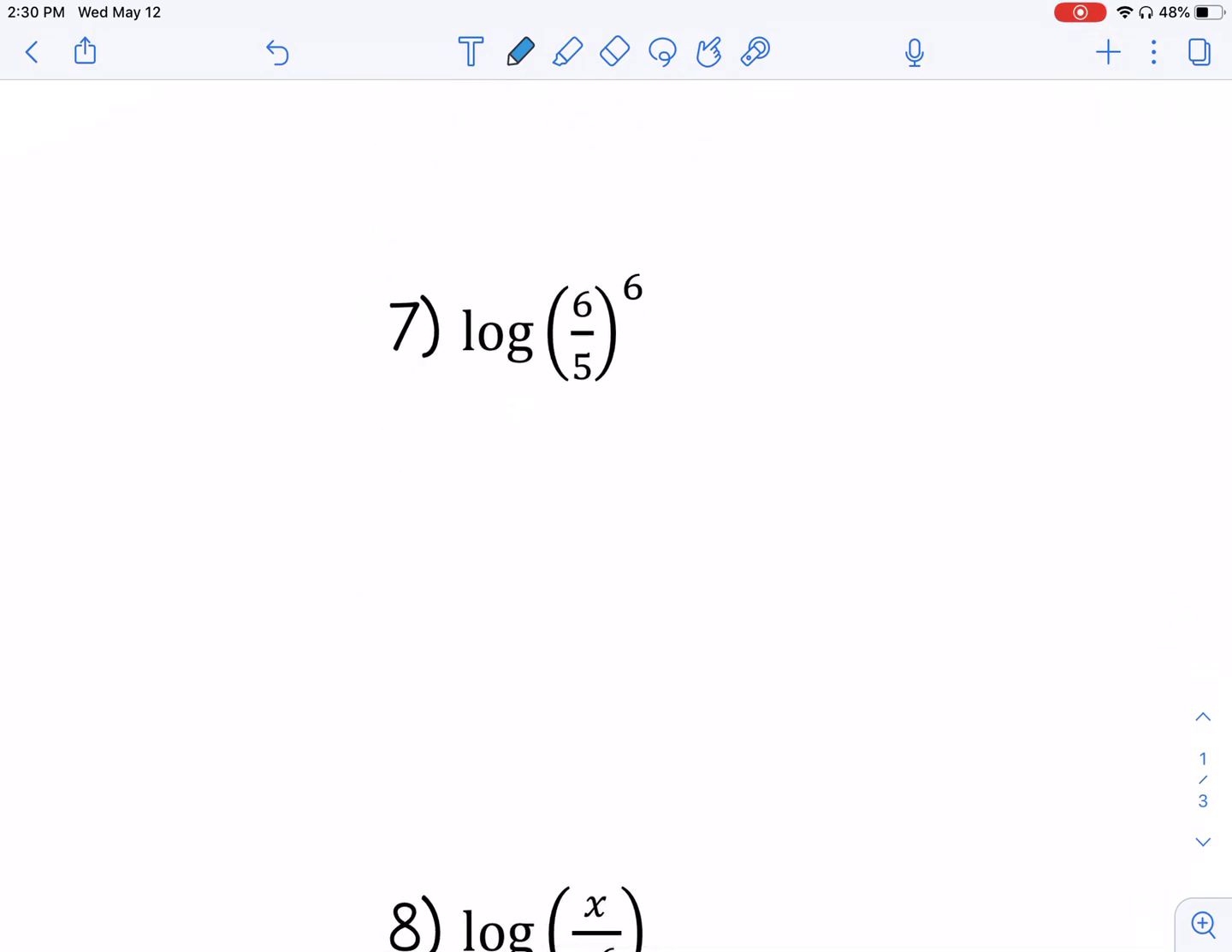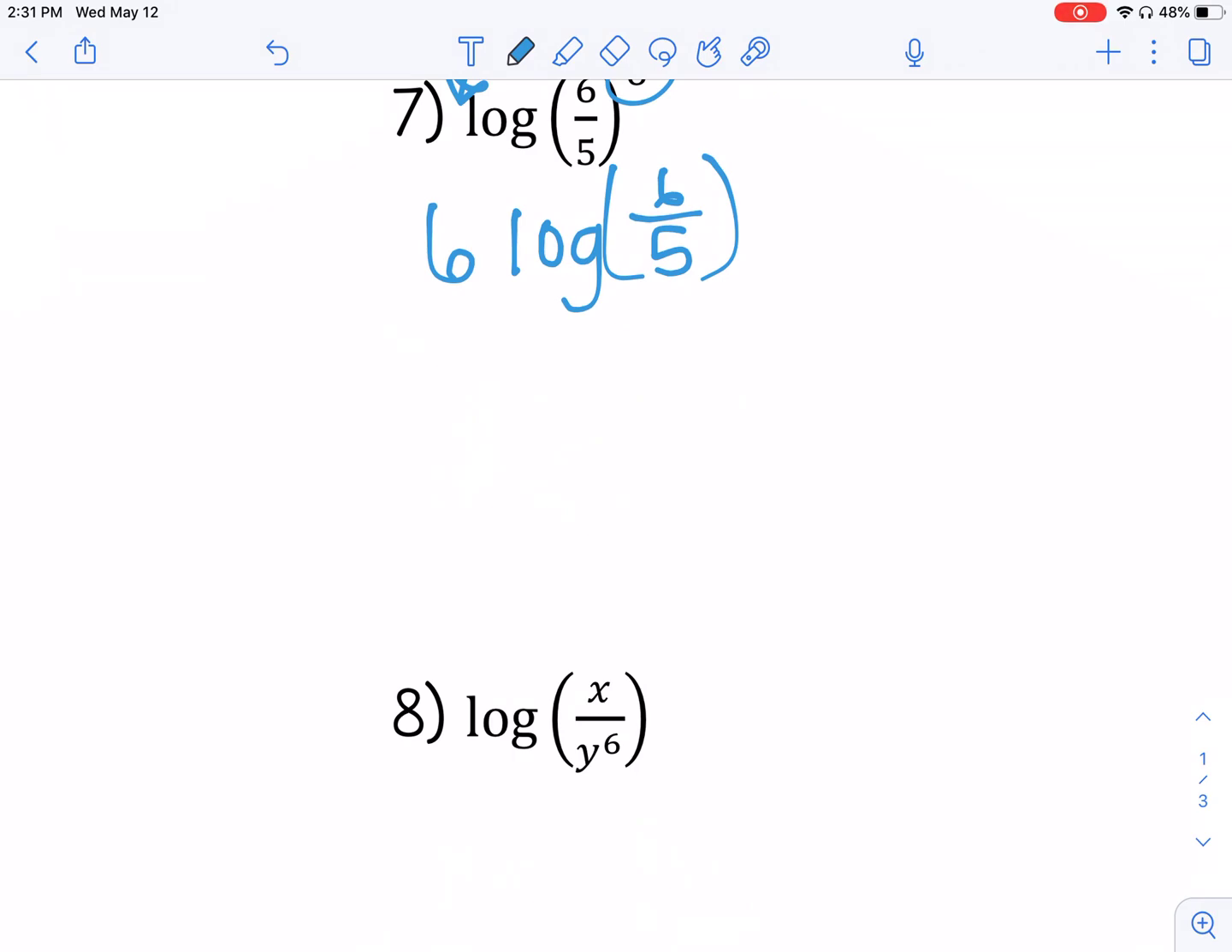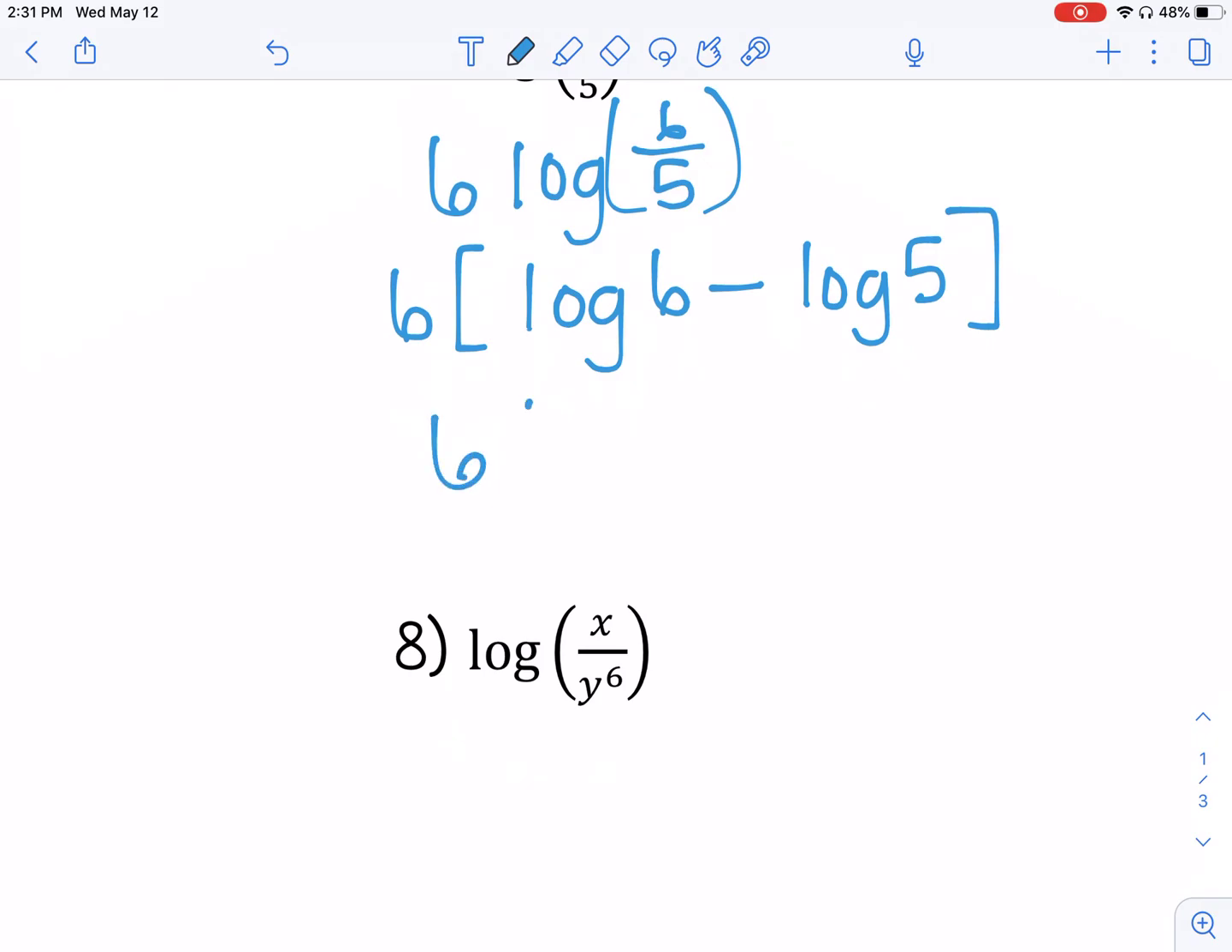This one, we have an exponent on the outside of our parentheses, so that we can move first. We're going to have 6 times the log of 6/5. The division rule says that we can separate, so the log of 6 minus the log of 5. And then we're going to distribute that 6. So we'll have 6 log of 6 minus 6 log of 5.